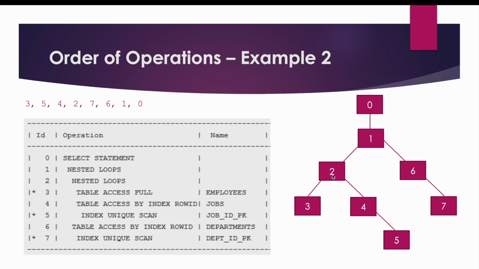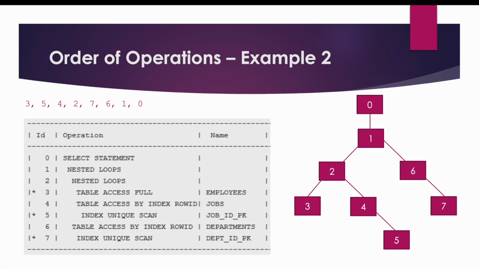Once operation number 2 is executed, its parent, that is operation number 1, should execute. But since 1 has further children, that is 6 and 7, after operation number 2, operation number 7 will execute, then operation number 6, and then operation number 1 will execute. Once 1 is executed, operation number 0 will get executed.